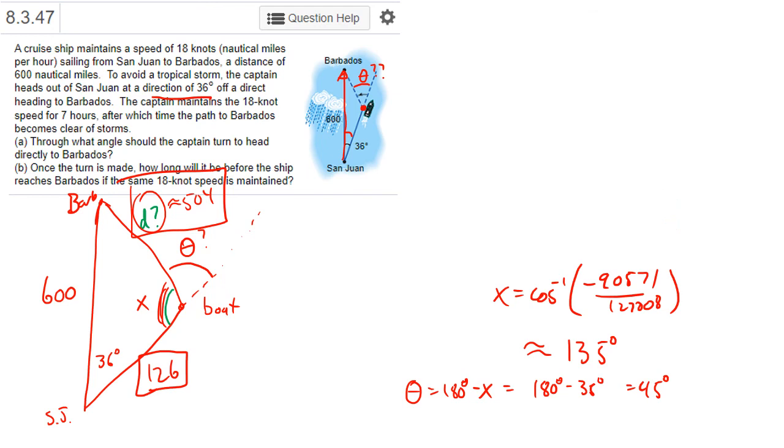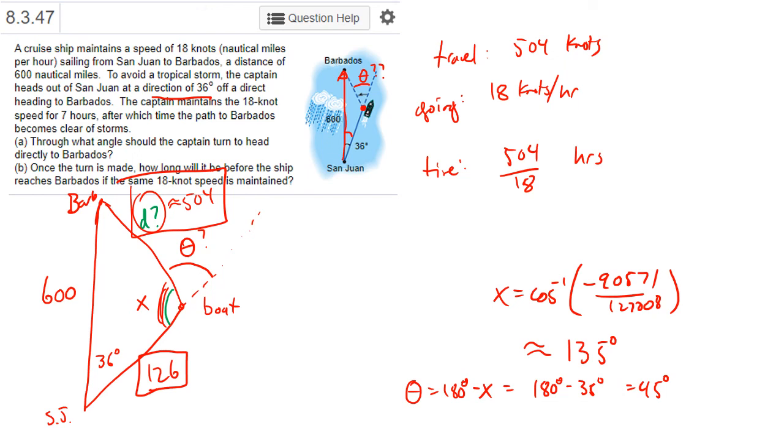Okay, so since we need to travel from where we are to Barbados, this distance was exactly 504. So the distance to travel is 504, and we're going 18 knots. The time required is just 504 divided by 18 hours. And 504 divided by 18 is 28 exactly. Hooray. So it's a 28-hour journey from this point forward.